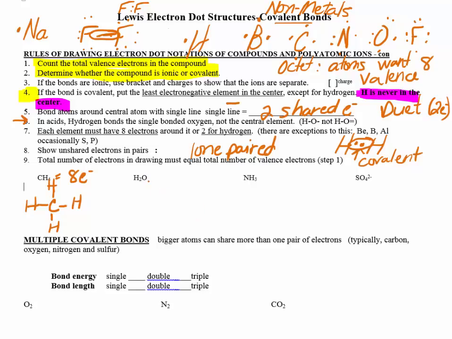Okay, water. Let's add them again. Oxygen has 6 valence electrons. Each hydrogen has 1, so total valence electrons available is 8 valence electrons. Now oxygen is pretty electronegative, it's close to fluorine, but hydrogen can never ever go in the middle, so that's why oxygen goes in the middle. We'll put a hydrogen on each side. A lot of times you just space things out.